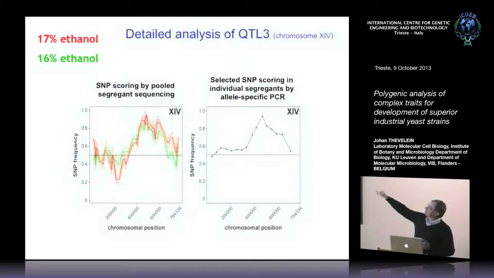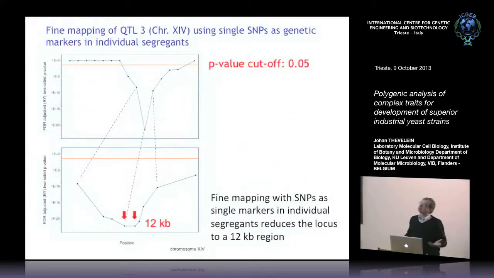And you see that when we determine the SNP variant frequency in this way, we get a very similar peak as with the pooled segregant sequencing, confirming that really this methodology works and works well. With these individual frequencies, we can calculate p-values, statistical values, and we use a p-value cutoff of 0.05, a 95% cutoff. We can calculate the p-values for all the different SNPs. And you can see that the p-value drops here for the QTL3, which had the strongest link. The p-value drops to a very low value, indicating that this is really a significant deviation from the 50% value.